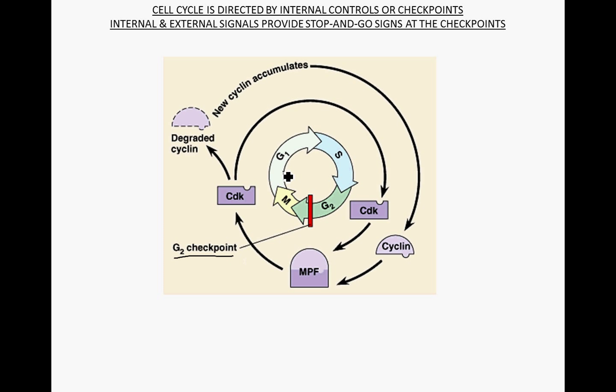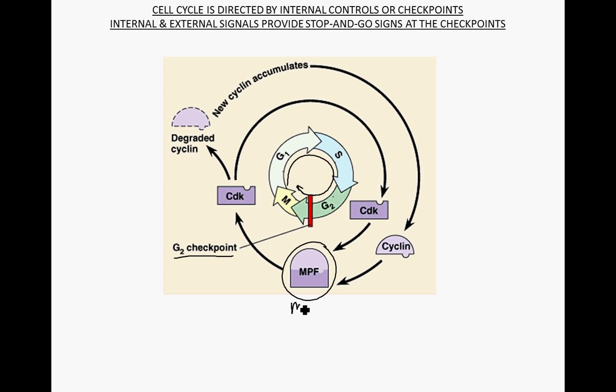So here you have G1, S, G2, and M. This is the cell cycle. This is our time component here. If we start here and work our way right round, let's see what happens. At this G2 checkpoint, the scientists isolated a protein that they were calling MPF.